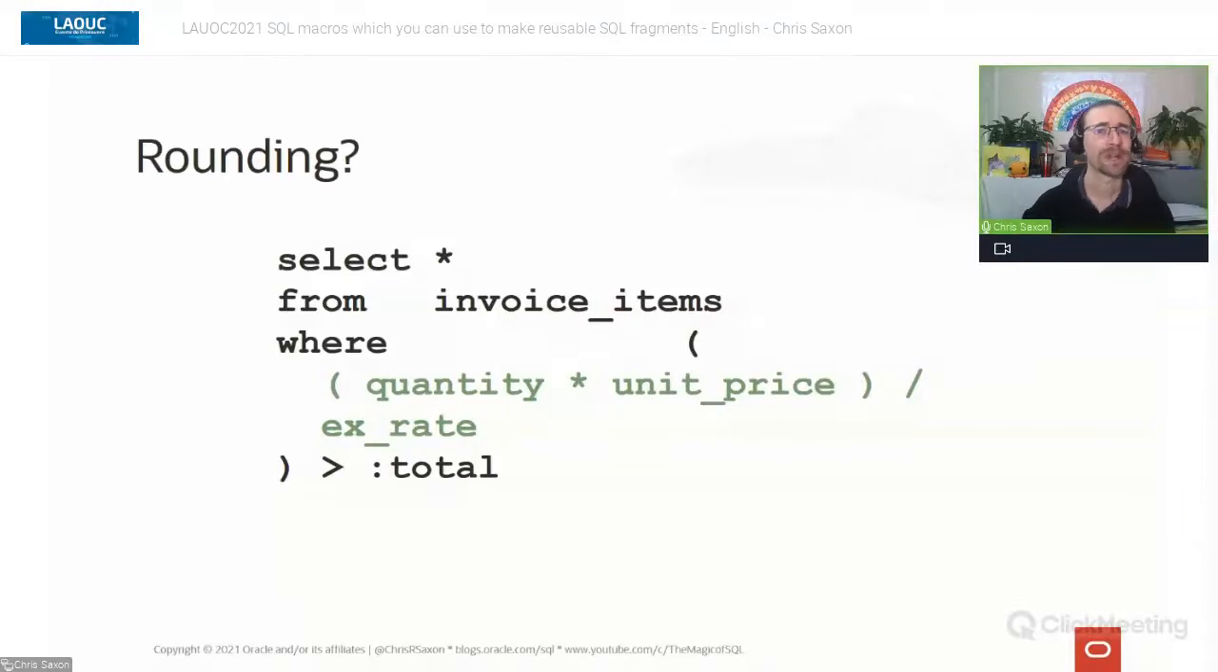First up, what rounding rules do you use? Most currencies have two decimal places for their minor unit. Not all of them do. Some have no minor unit. Some have three decimal places. So you need to factor that in.